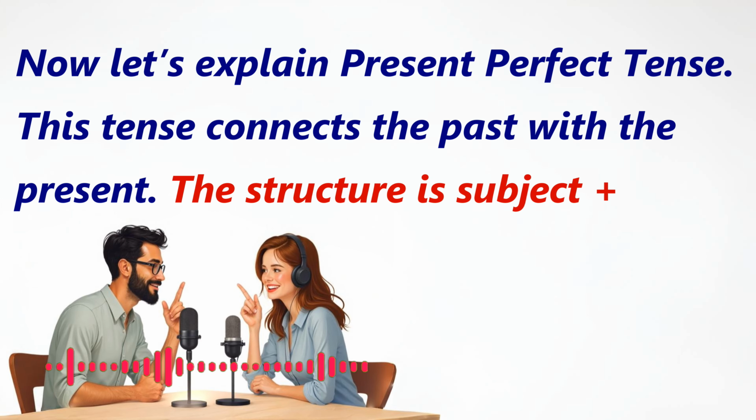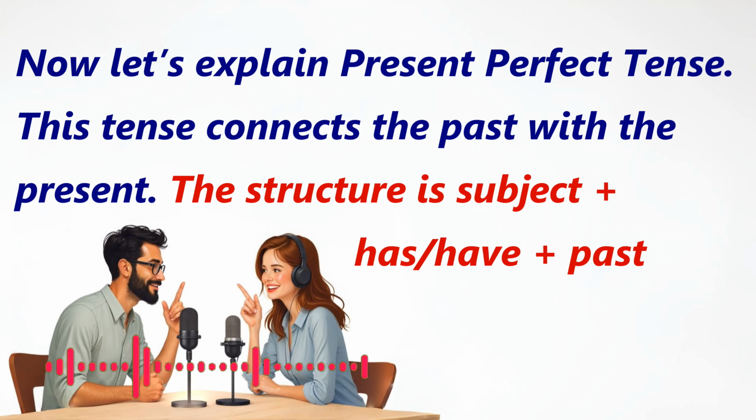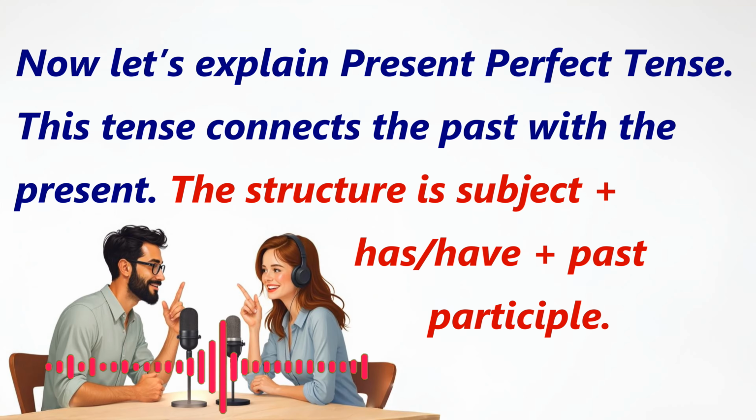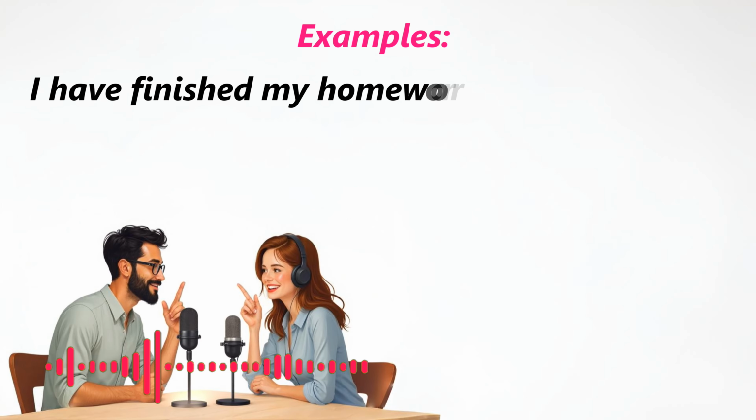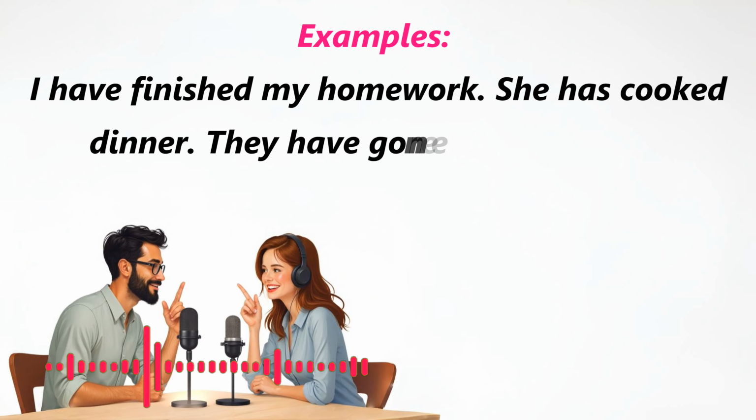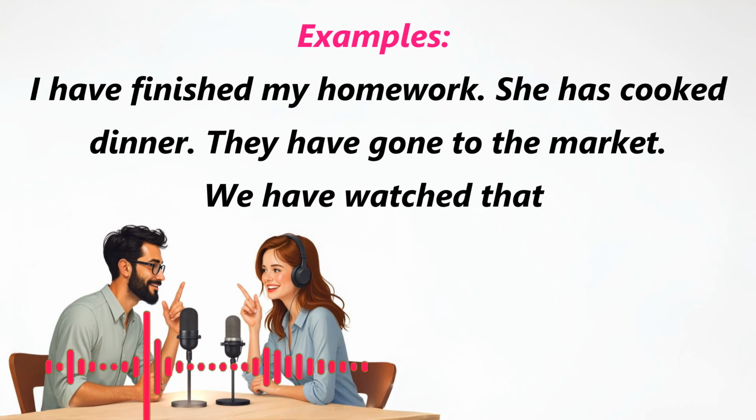Now let's explain present perfect tense. This tense connects the past with the present. The structure is subject plus has, have plus past participle. Examples. I have finished my homework. She has cooked dinner. They have gone to the market. We have watched that movie.